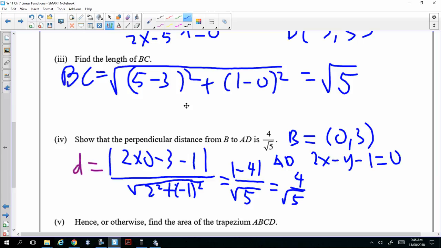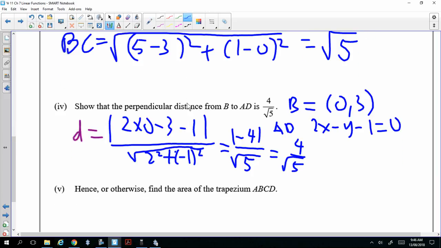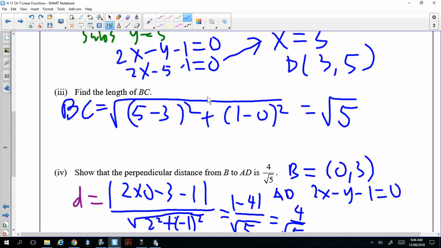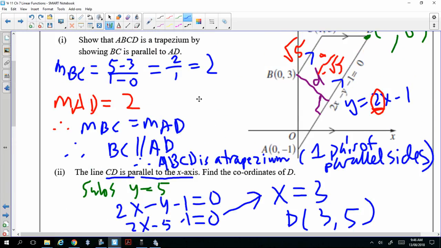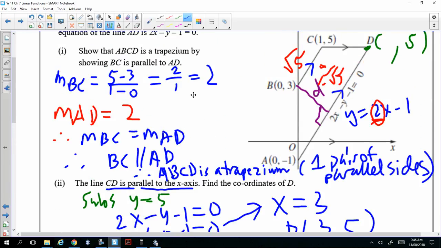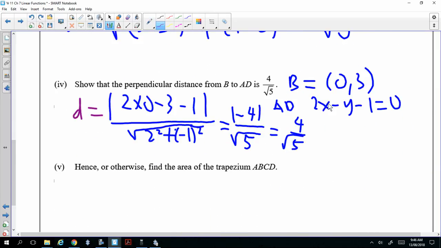Okay, let's move on. All right, let's write down this: 4 over root 5. Okay, now to find the area of the trapezium, what do we do? A plus B times the perpendicular height. Remember the area of the trapezium? H over 2, A plus B. Now, do we know A and B yet? We already know the perpendicular distance, which is 4 over root 5, times a half. One of these is root 5. What's the length of B?